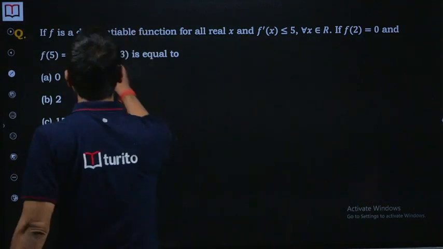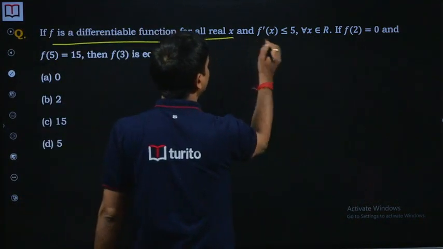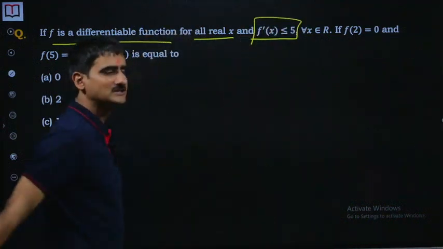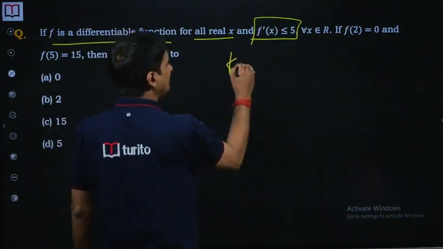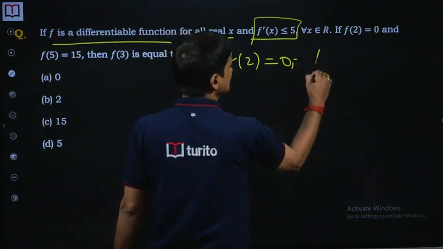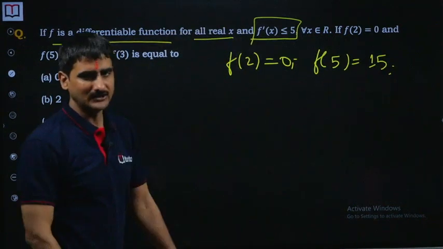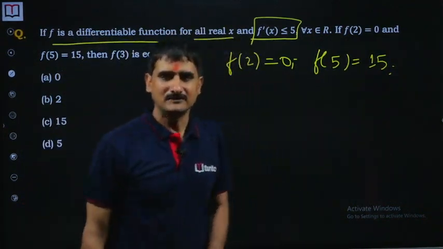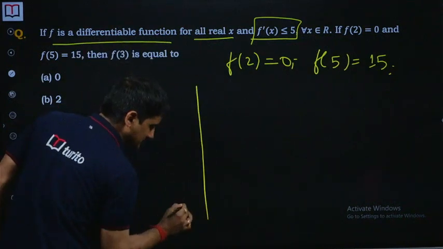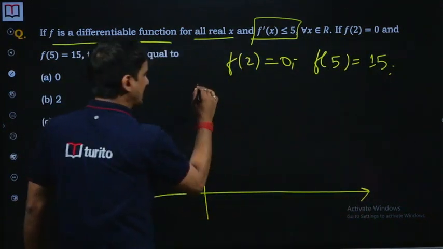Next is, if f is a differentiable function for all real x, f dash x is less than or equal to 5 for all real x, f of 2 is 0, f of 5 is 15, then f of 3 is, okay. See, I got this question as a doubt, okay. Now, how did I approach it?